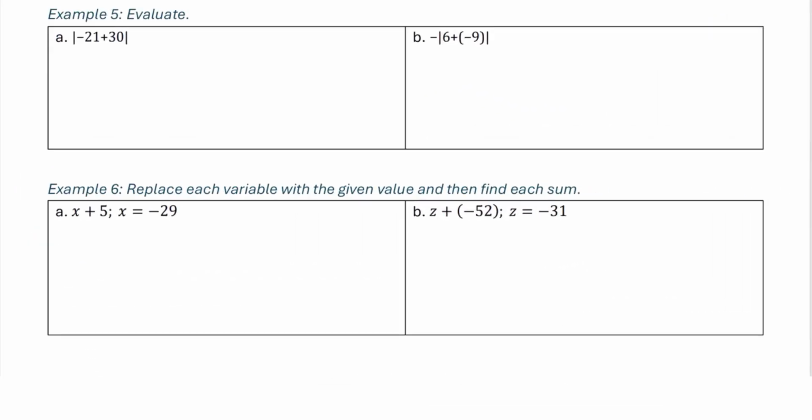Next, we'll evaluate the absolute value of negative 21 plus 30. Negative 21 plus 30, we can do that off to the side. Here, since one integer is negative and one is positive, we can subtract these numbers, giving us 9. The larger of those is positive, so we have the absolute value of 9, which is then 9.